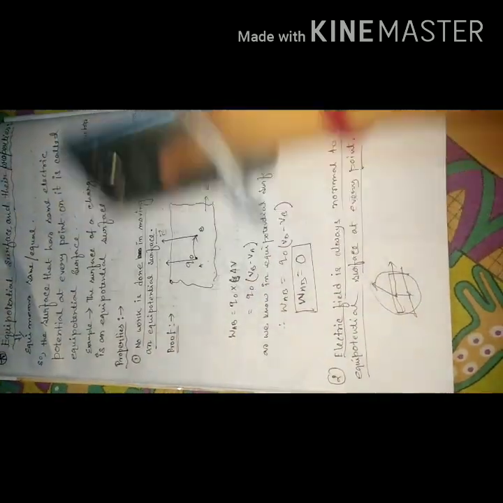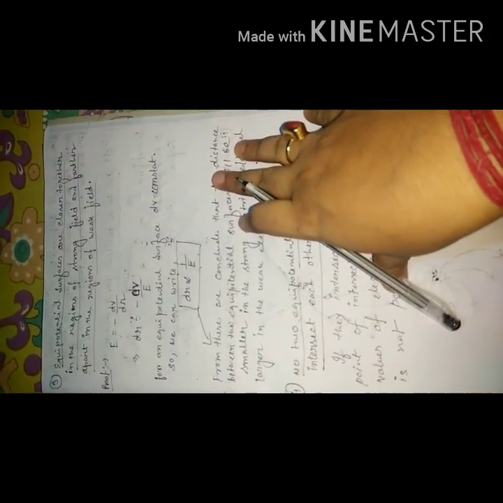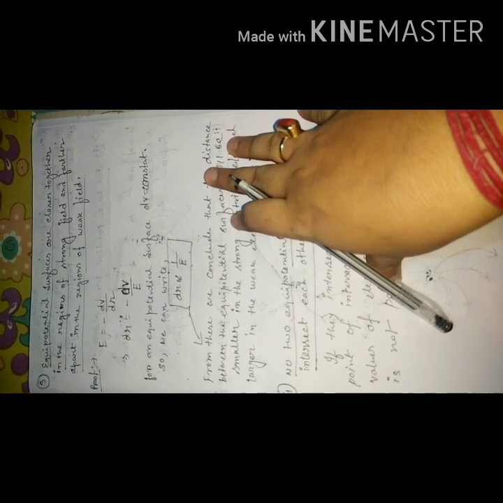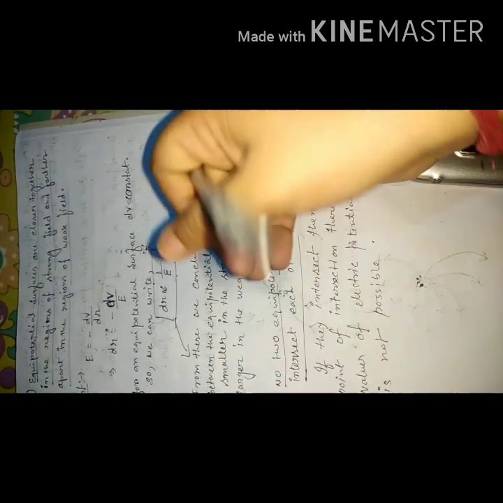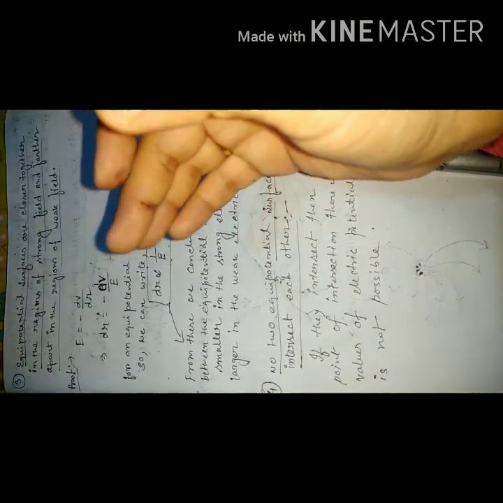Now the next property; there are 4 properties. The next property is that equipotential surfaces are closer together in the region of strong electric field and further apart in the region of weak electric field. That means if the electric field is strong, the equipotential surfaces are very close together. If the electric field is very weak, the equipotential surfaces are further apart. How do we prove this?